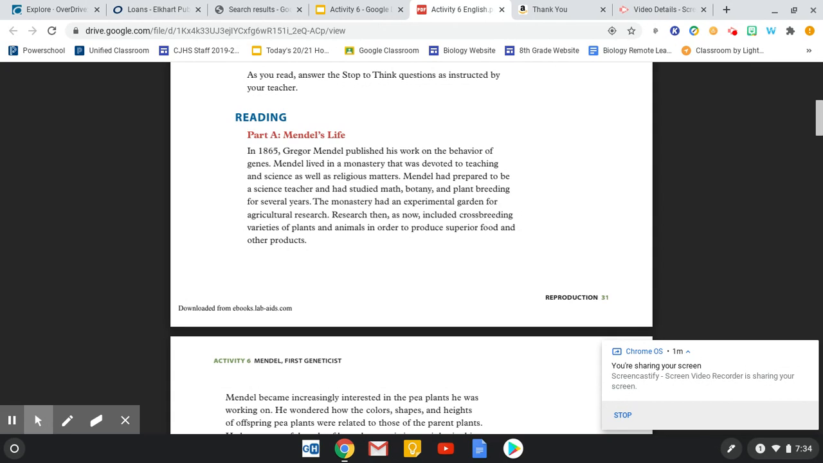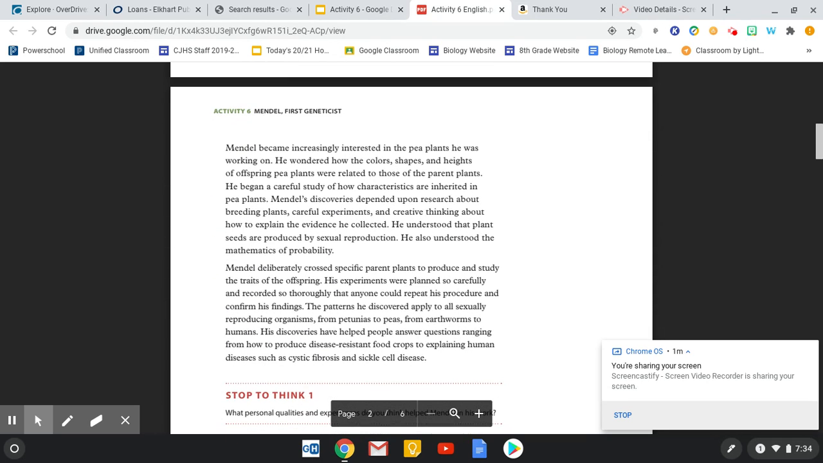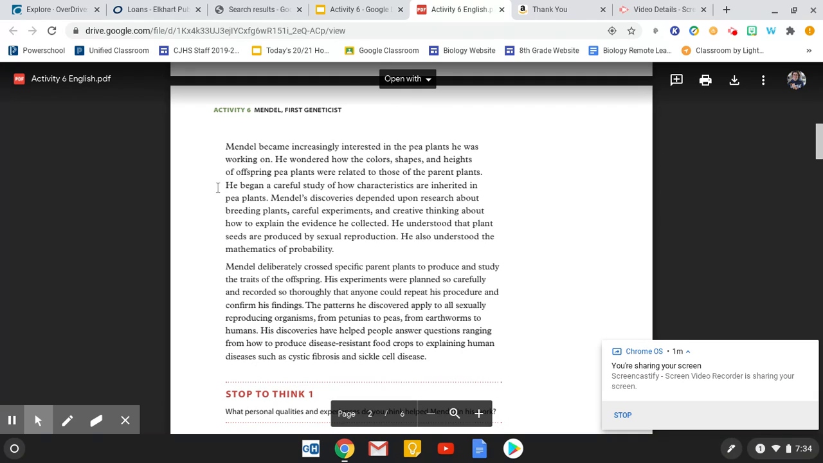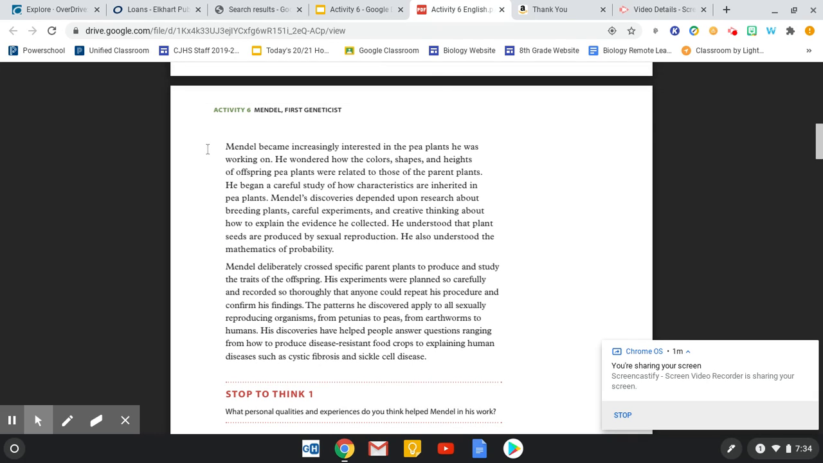Going on. Research then and now included crossbreeding varieties of plants and animals in order to produce superior food and other products. Mendel became increasingly interested in the pea plants he was working on. He wondered how the colors, shapes, and heights of offspring pea plants were related to those of the parent pea plants. He began a careful study of how characteristics are inherited in pea plants.